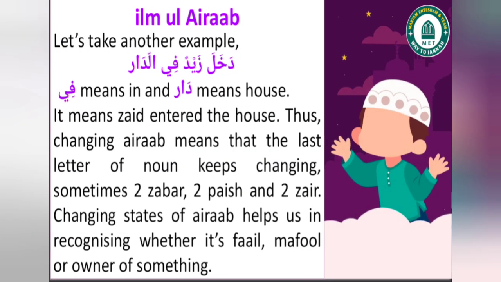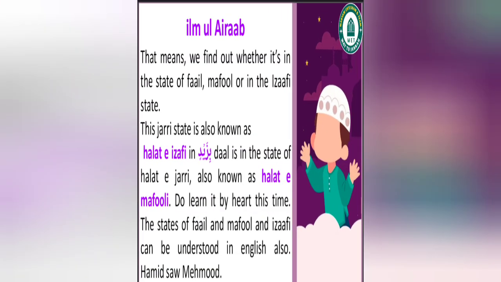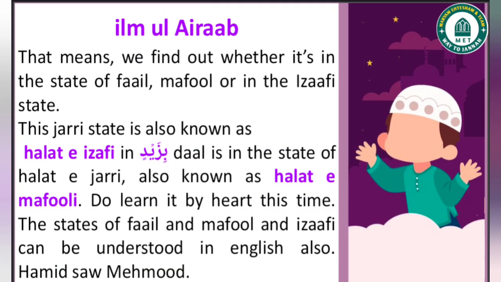Let's take another example. Dakhala Zaydun fid dar. Fi means in and dar means house. It means Zayd entered the house. Thus, changing I'rab means that the last letter of noun keeps changing. Sometimes 2 zabr, 2 pesh, and 2 zair. Changing states of I'rab helps us in recognizing whether it's fa'il, maf'ul, or owner of something. That means we find out whether it's in the state of fa'il, maf'ul, or in the izafi state.